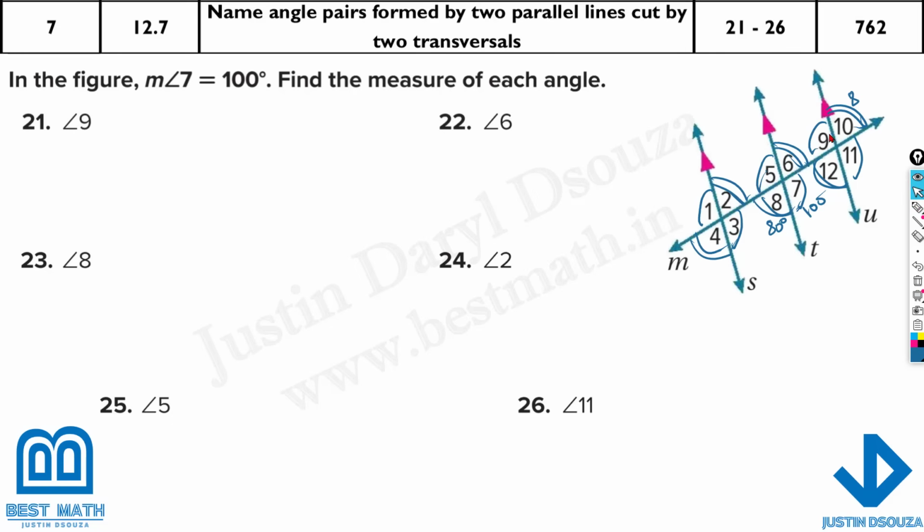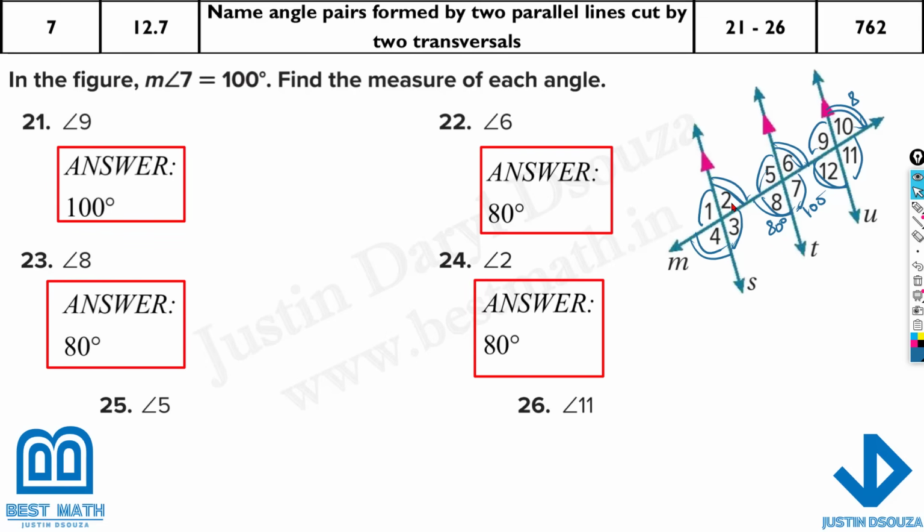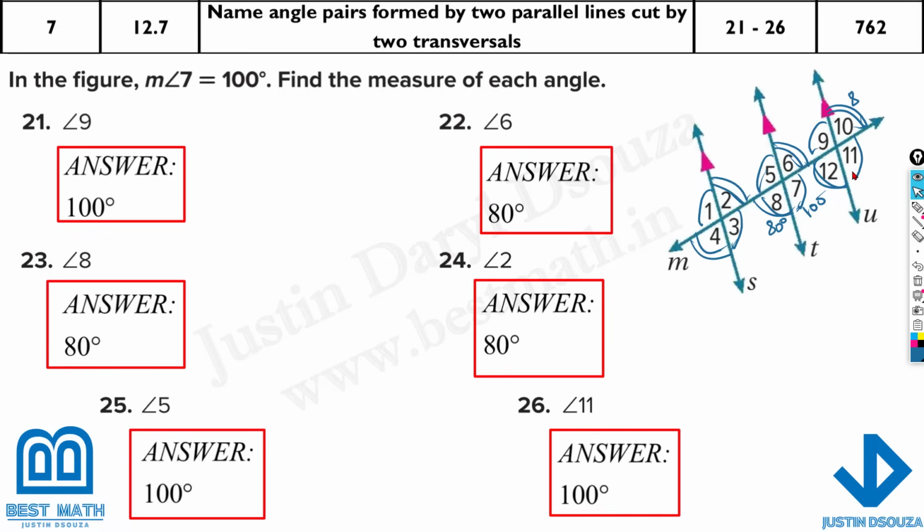So now what is the measure of 9? That is 100. 6 is 80. This is 80, so it's vertically opposite, 80. What is 8? It's 80. What is 2? 80 again. What is 5? 100. And lastly 11 is also 100.